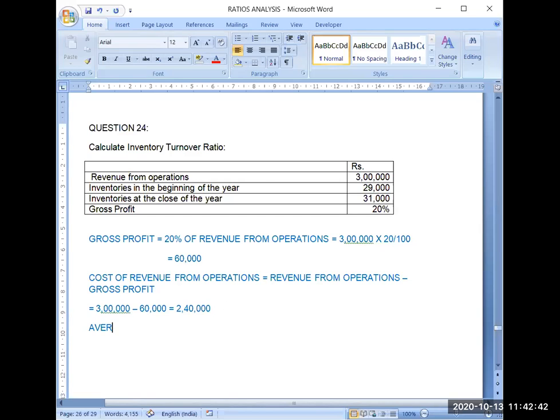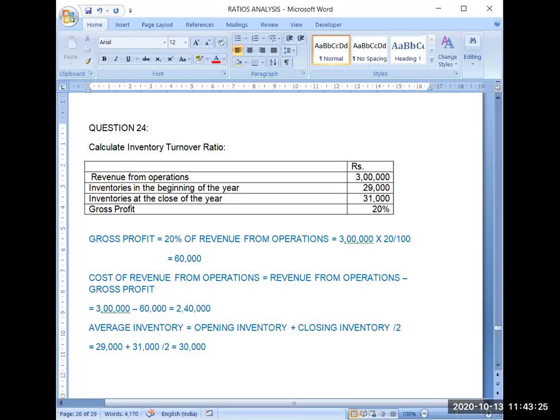So average inventory is equal to opening inventory plus closing inventory divided by 2, and it will be opening inventory is 29,000 plus 31,000 divided by 2. That will be 30 plus 30, 60 divided by 2, it will be 30,000.